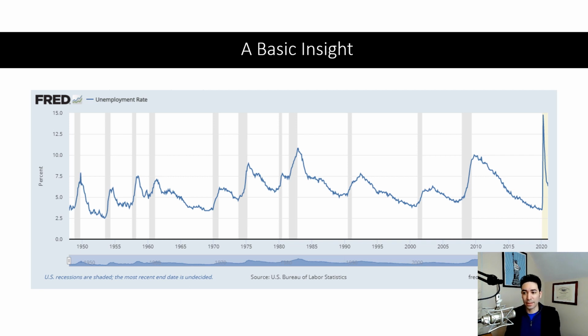Well, here's the basic insight behind it. This is FRED data, right? This is a source of the U.S. Bureau of Labor Statistics. And the main blue line that you see in the middle there is the unemployment rate. And the gray stuff that you see there, those are recessions. And on the very end here, this is COVID. Boom. Okay, so that one didn't really give me a lot of forewarning.